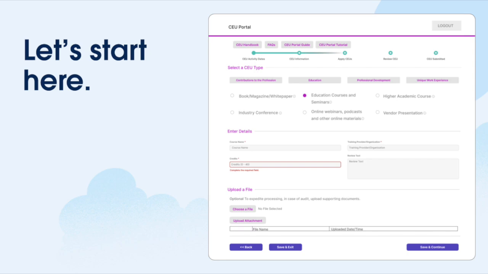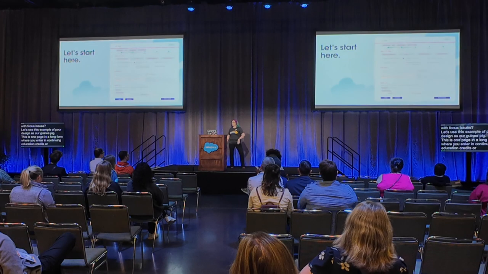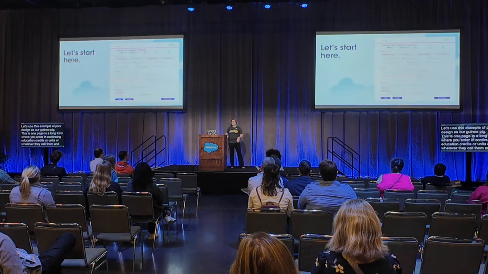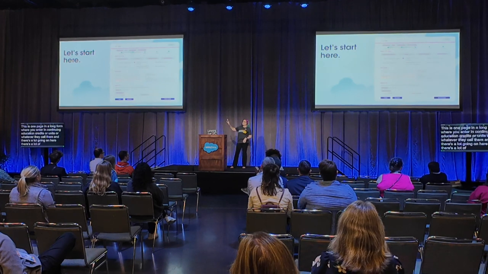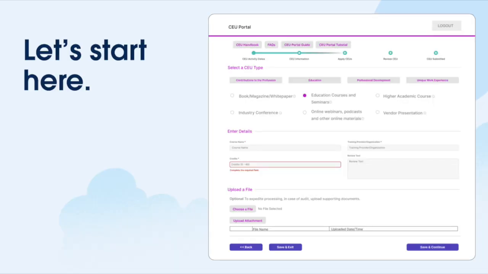Let's use this example of core design as our guinea pig. This is one page in a long form where you enter in continuing education credits or units, or whatever they call them. And there's a lot going on here. There are a lot of inconsistencies, and sure, there are sections and columns, but there are also an awful lot of buttons everywhere. At least they look like buttons.